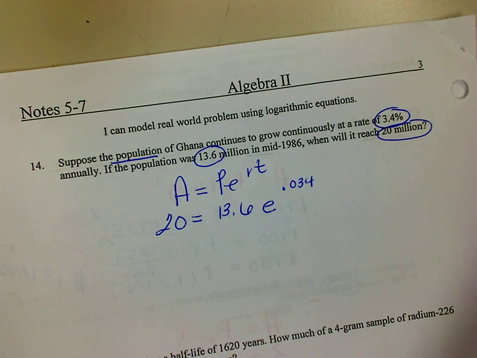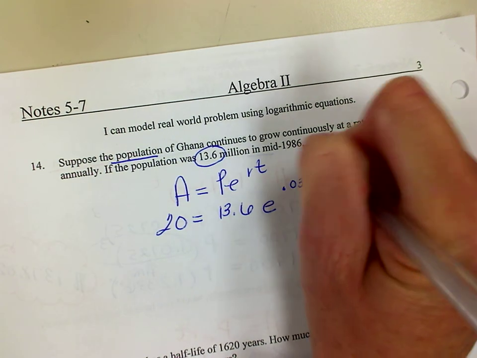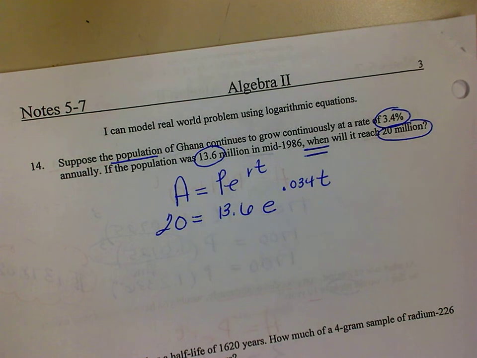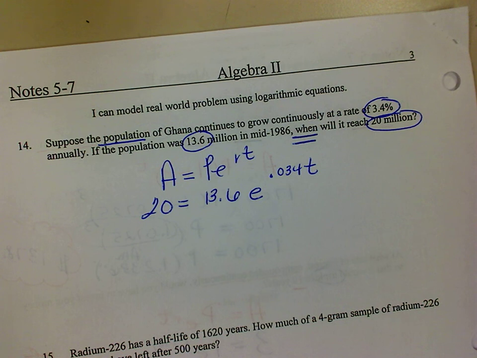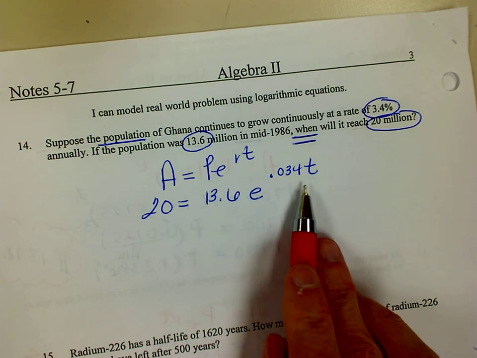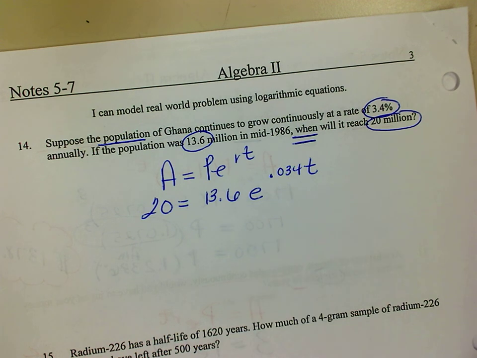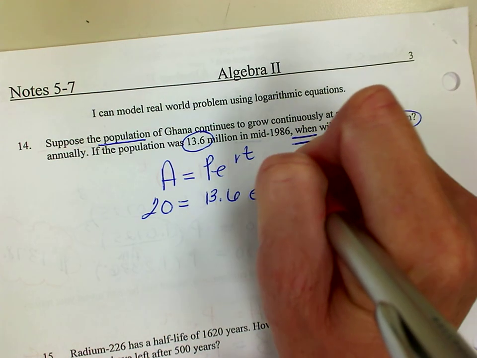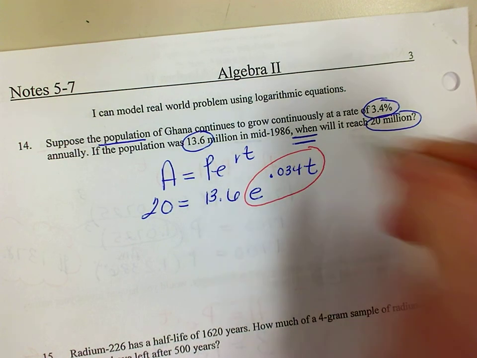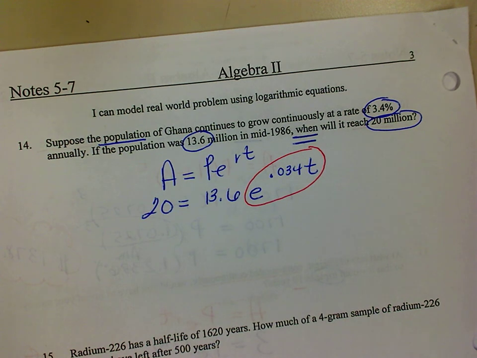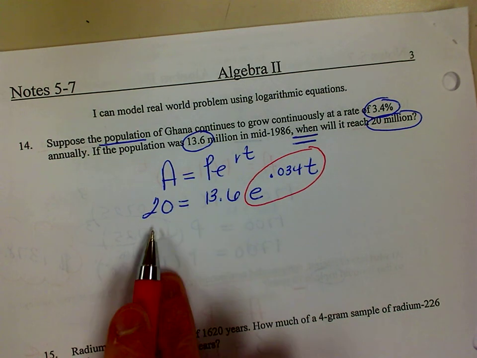And then we're trying to figure out when. So I do not know what the time is. Okay, since my variable is in the exponent, I eventually have to do the natural log of both sides. But before I do that, I have to make sure the base and the exponent are by themselves. So I'm going to divide this over.